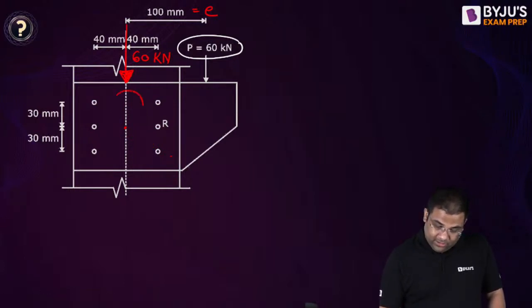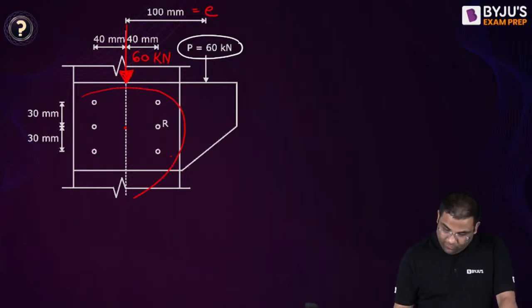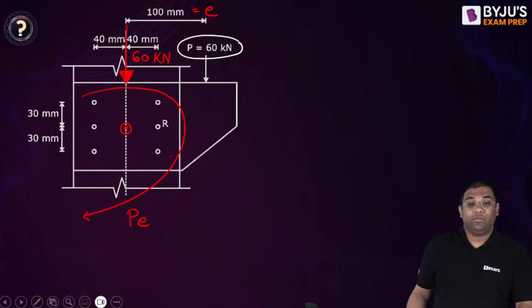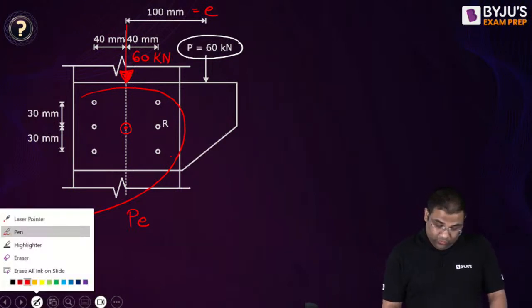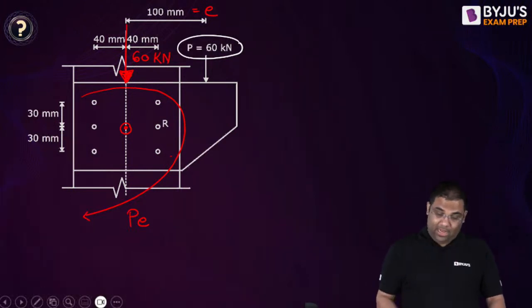There are two things. There is the torsional moment. You can draw it like this. The torsional moment, I will draw a big one. This is P into E, rotating the whole thing about this center, right? Very good. Two things are there.